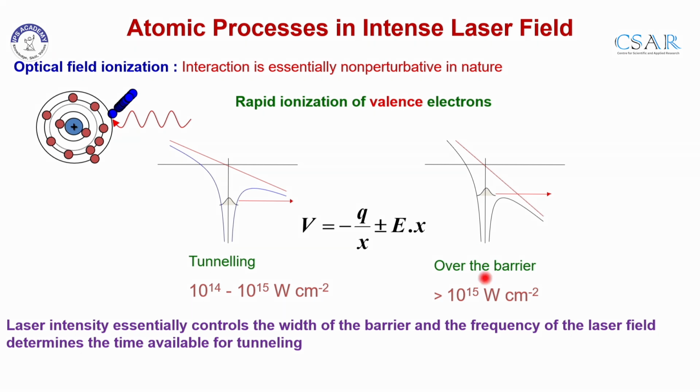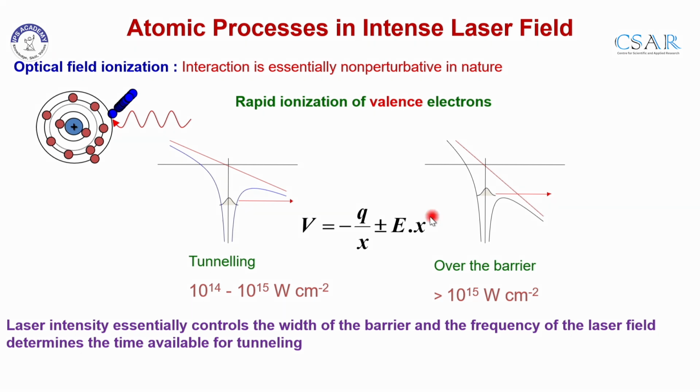You can see that there is a distortion of the Coulombic potential, and the energy of this gap, the potential gap, does not remain infinite. And if the conditions are sufficient, that is the laser frequency and the intensity, then the electron can tunnel out from this atom. And this is called the tunneling ionization scheme.